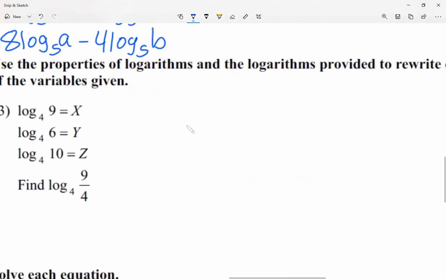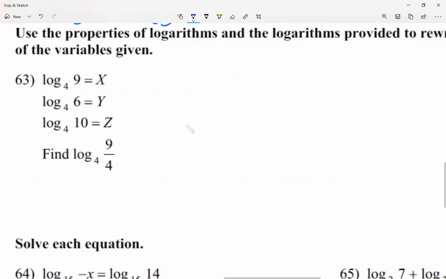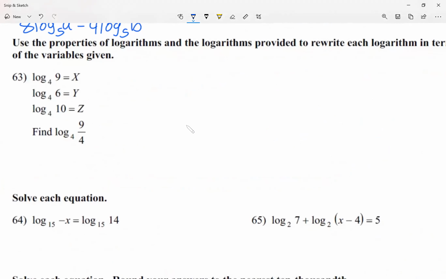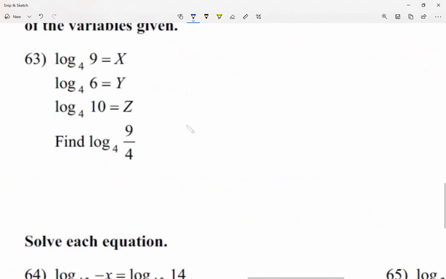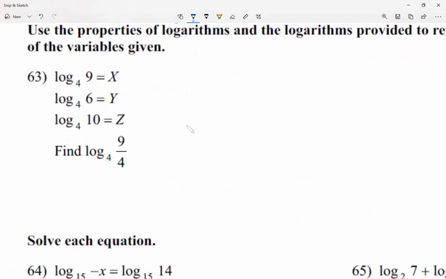And then at the beginning of this week, we moved on to use the properties of logarithms. So let me read the instructions here. Use the properties of logarithms and the logarithms provided to rewrite each logarithm in terms of the variables given. Okay. Now we have log base 4 of 9, log base 4 of 6, log base 4 of 10, but we have one that is not there, log base 4 of 4. I mentioned that that's always going to be given. The base and the number are going to match, and when they do match, this is equal to 1.